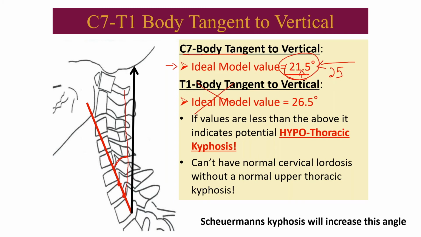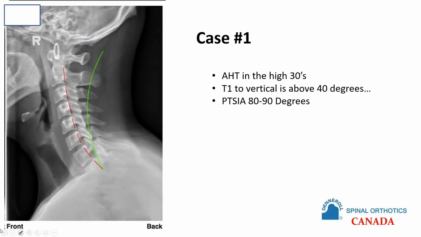So that's kind of your indirect sign of what a curve would be like. The closer you are to 21 at C7, the more likely you are to have a normal curve. A very flattened C7 generally indicates a smaller thoracic inlet, lower PTSIA, less curve correction possible, but I can't give you direct values off of this because it hasn't been created yet. Okay. All right. So now let's go to some examples.